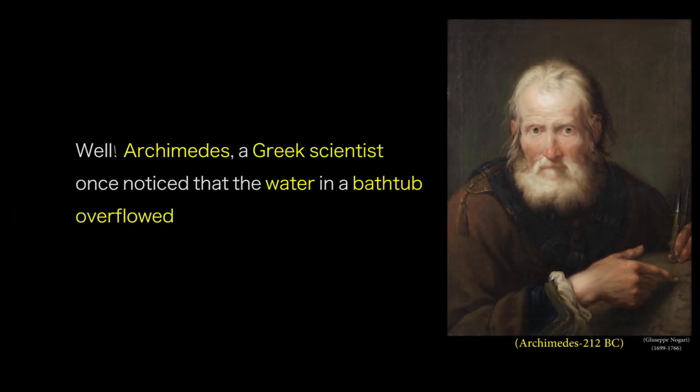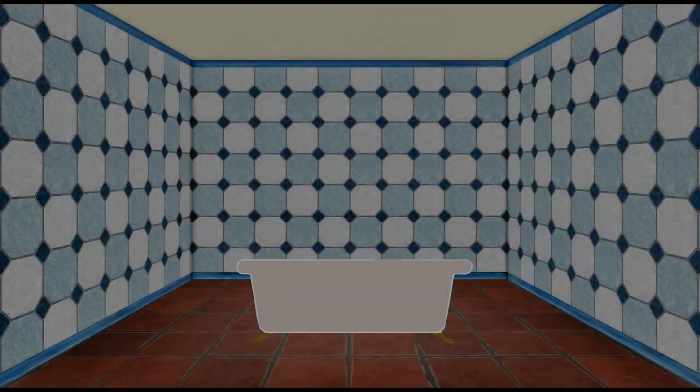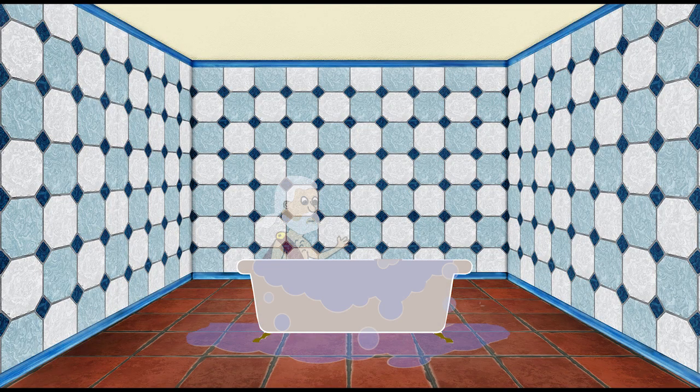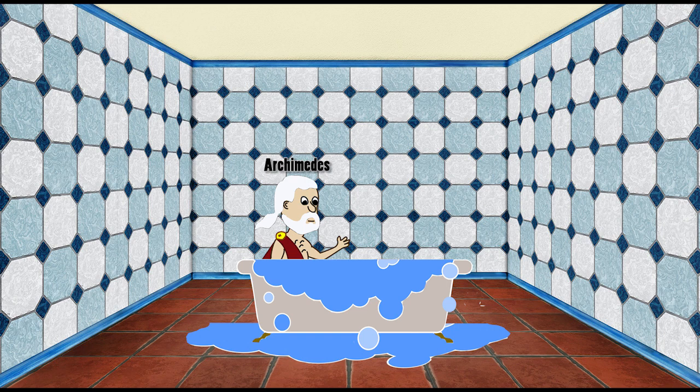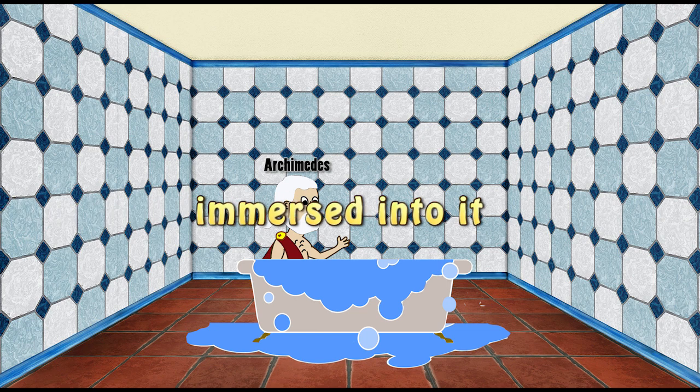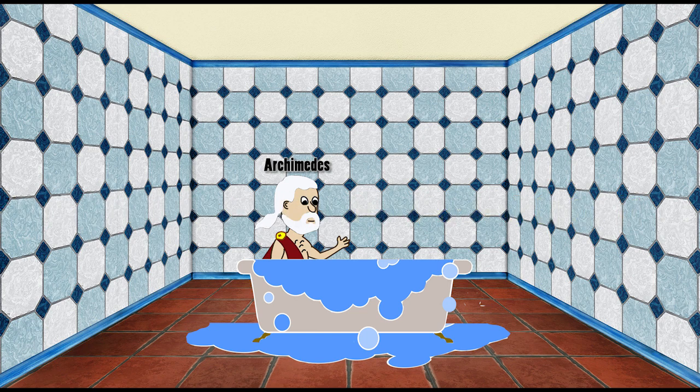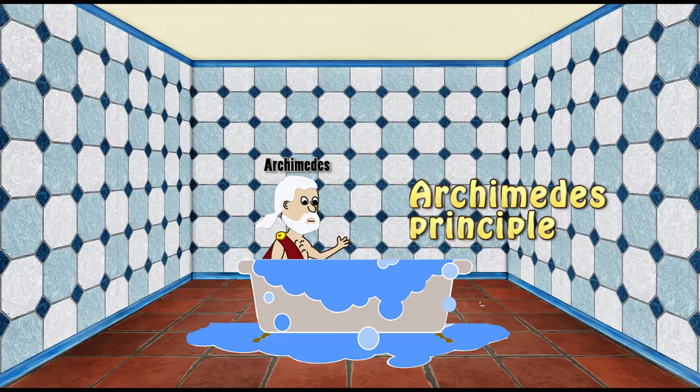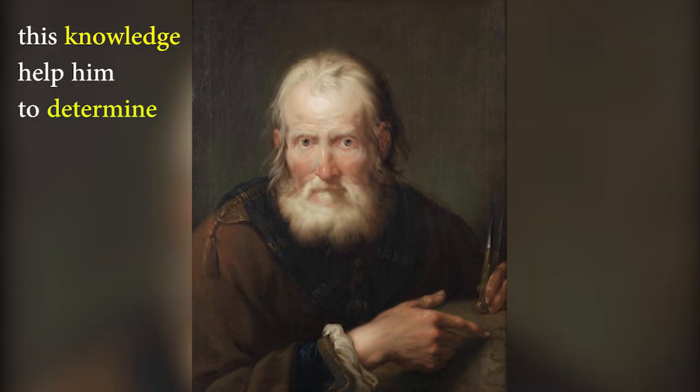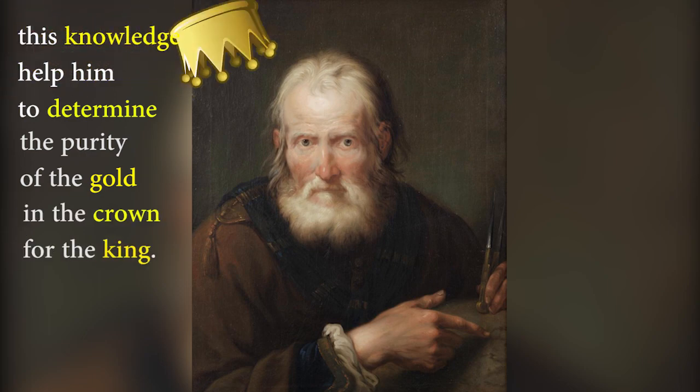Well, Archimedes, a Greek scientist, once noticed that the water in a bathtub overflowed when he stepped into it. He discovered the reason for which the water is displaced when something is immersed in it. The principle subsequently was named after him and is called the Archimedes Principle. This knowledge helped him to determine the purity of the gold in the crown made for the king.